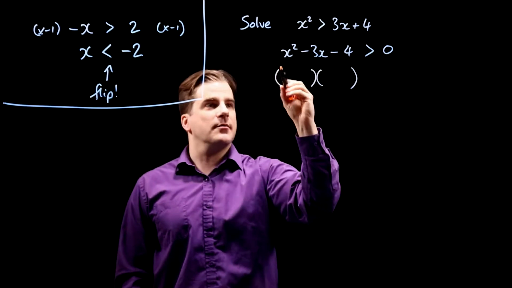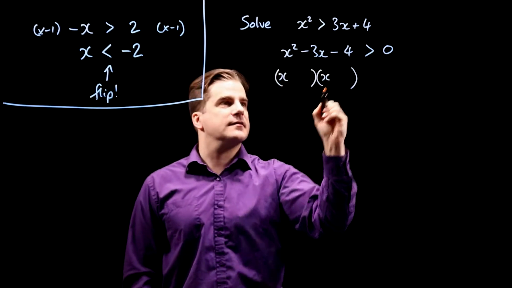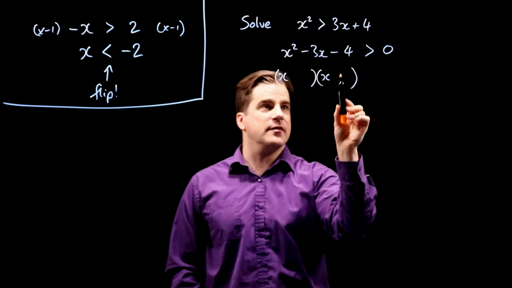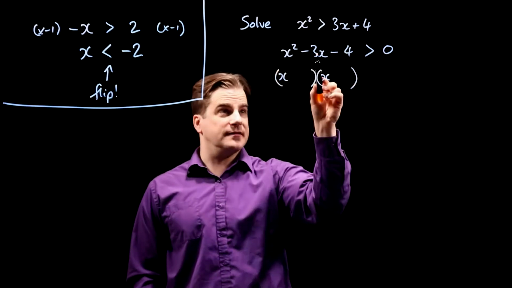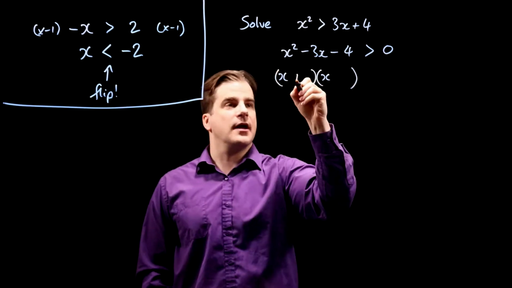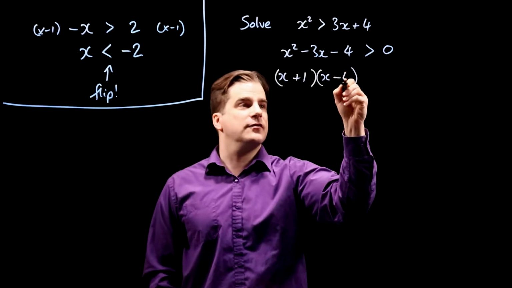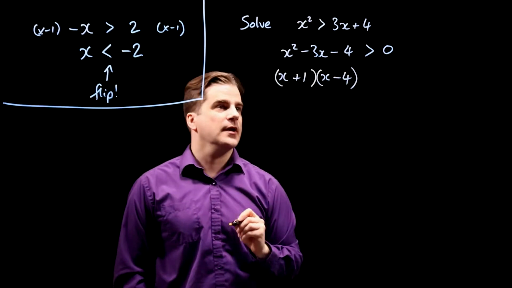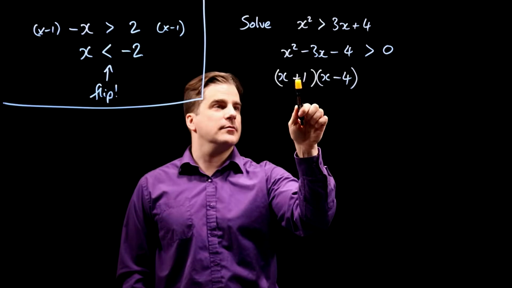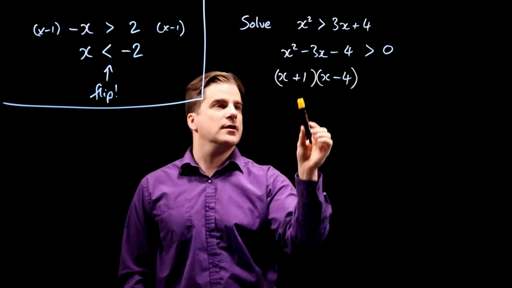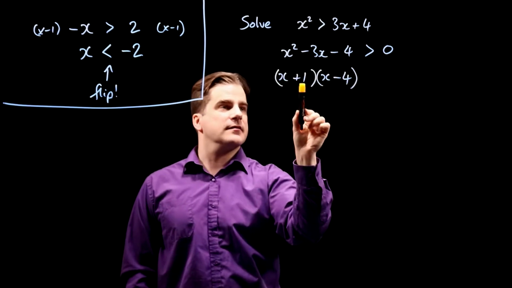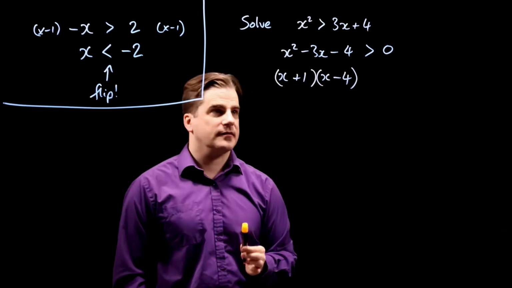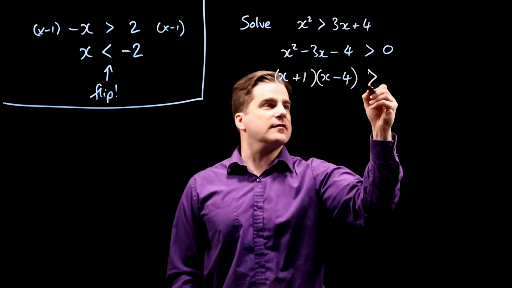X squared, there's no number there, so it's just x and x. We're looking for two numbers that multiply to give minus 4 and add to give minus 3. Well, that would be plus 1 and minus 4. Quick check: 1 times minus 4 is minus 4, and minus 4x plus x is minus 3x. Yeah, so we factorized it.